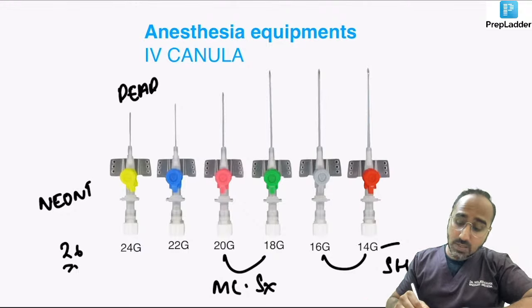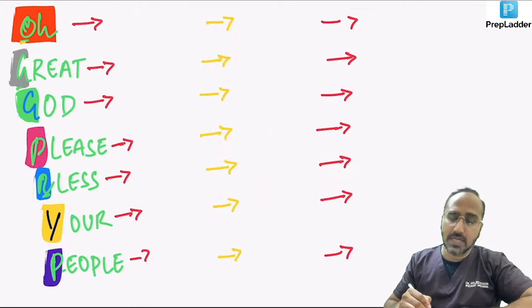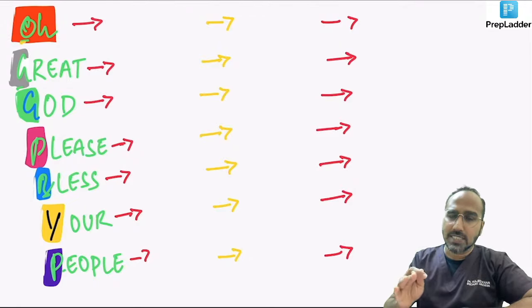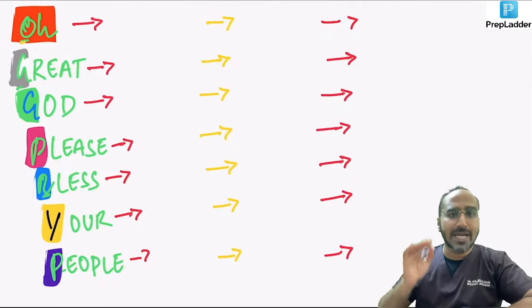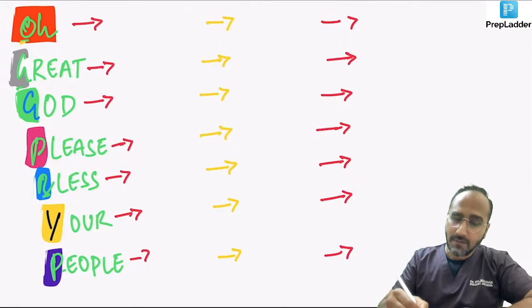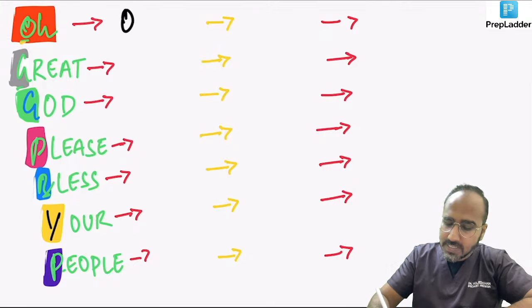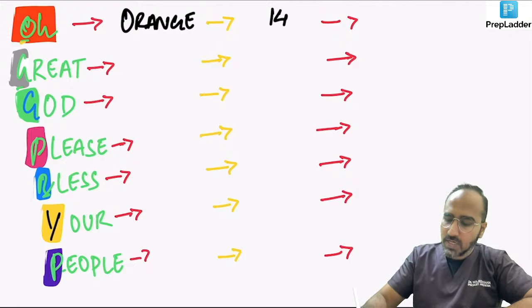Okay. Now, guys, look over here. Regarding IV cannulas, they have been questioned. What questions have been asked regarding the cannula colors and all? Remember, guys, colors, gauge and flow rate. Remember, the mnemonic is, oh great God, please bless your people. When I am telling this mnemonic, O stands for what, guys? Orange IV cannula, which is 14 gauge.